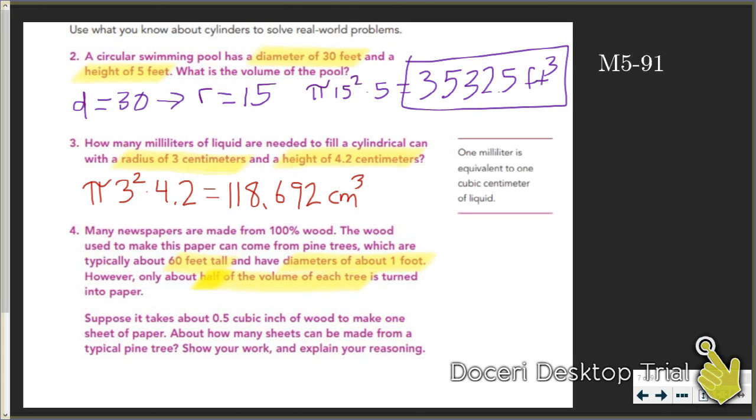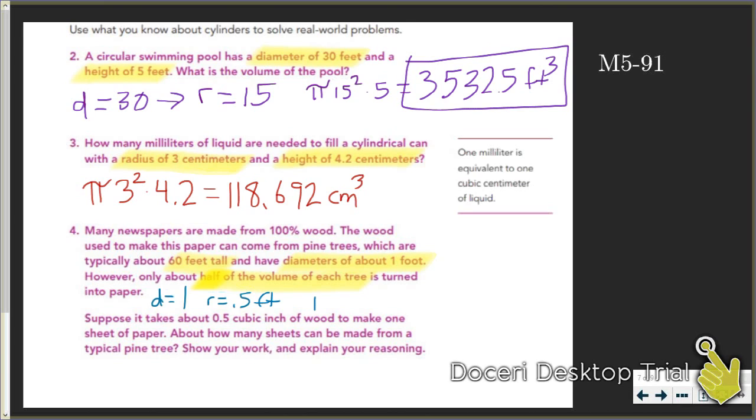But first, I want to get through this part, which is how much volume is really in that tree and how much of that volume are we using. Okay, so if we know that tree is 60 feet tall, that's going to be our H. But it gives us a diameter, right? It gives us a diameter of a foot. But if the diameter is 1, then that means the radius is a half of a foot. Okay? So that is what we're going to plug into the formula.